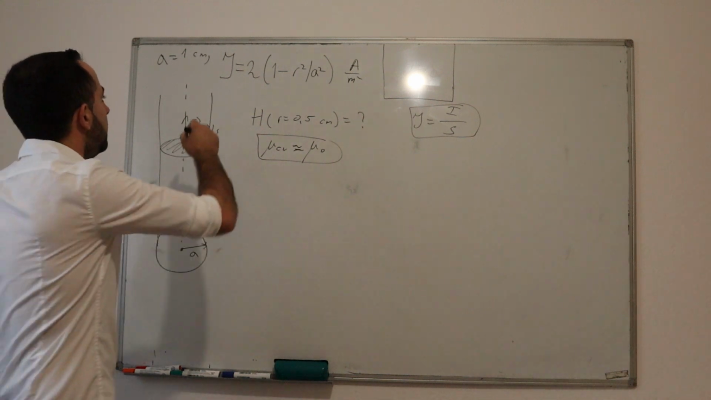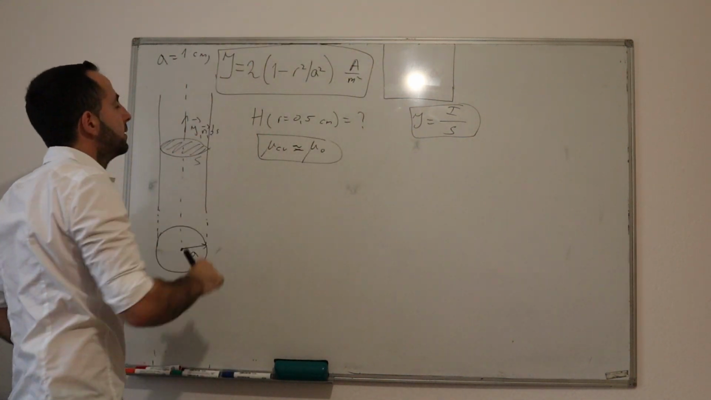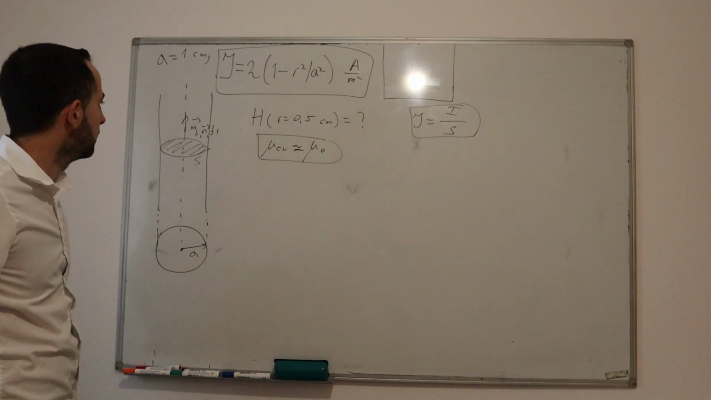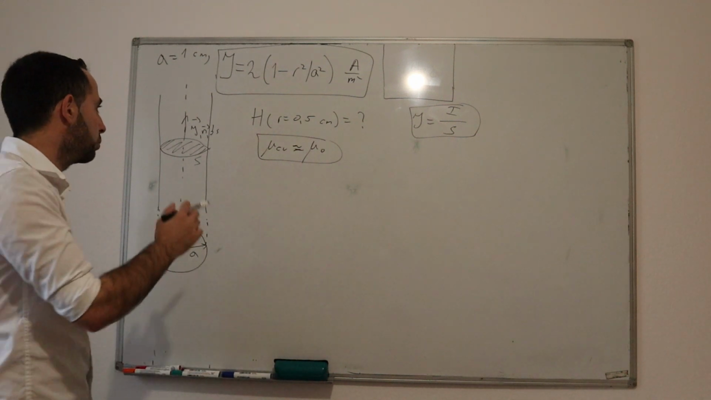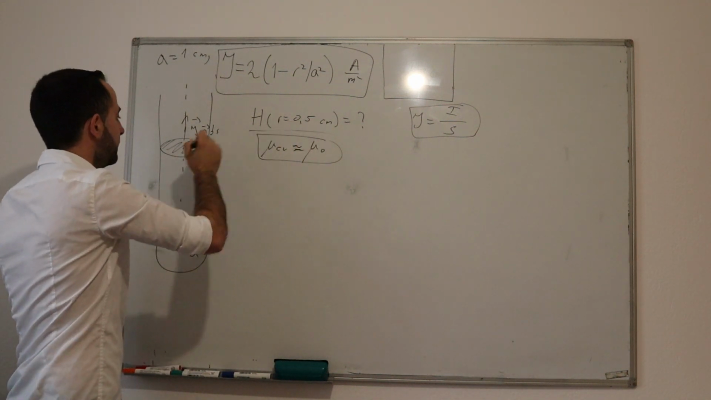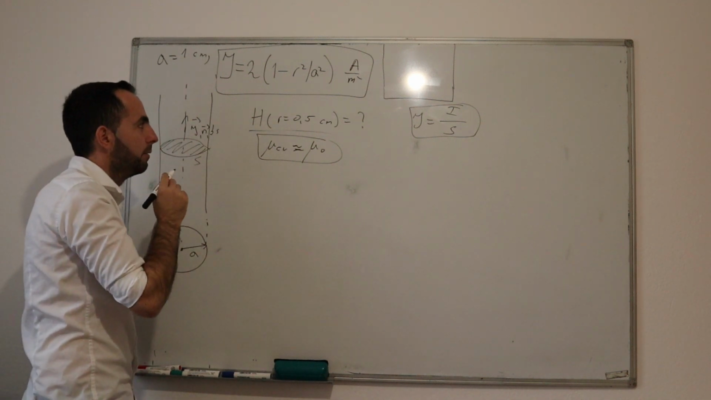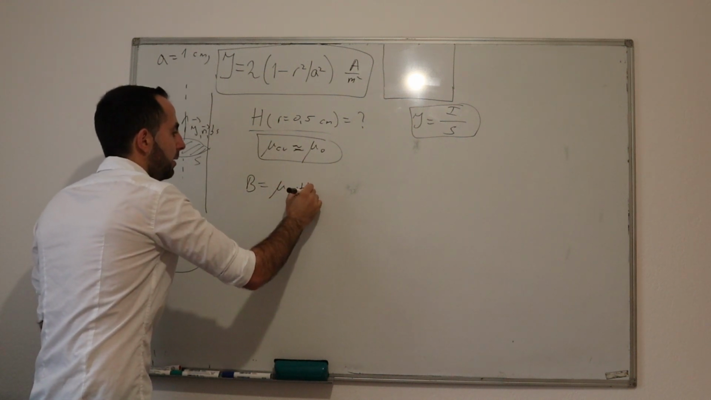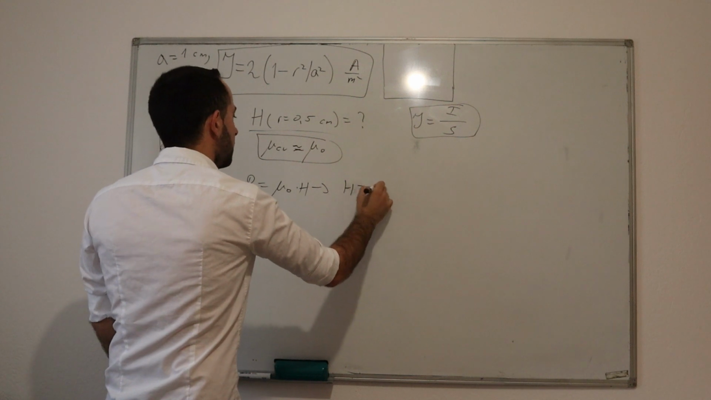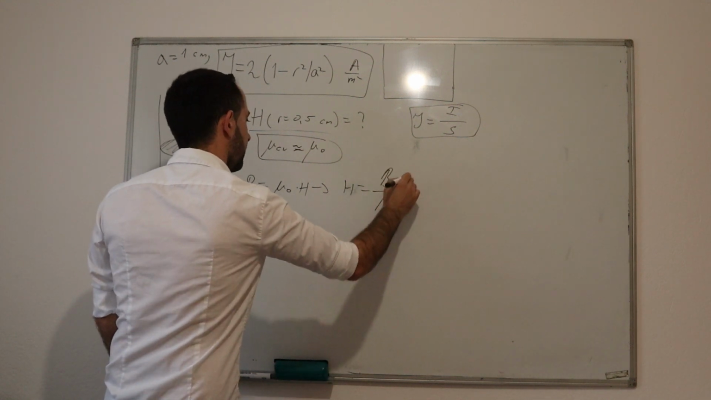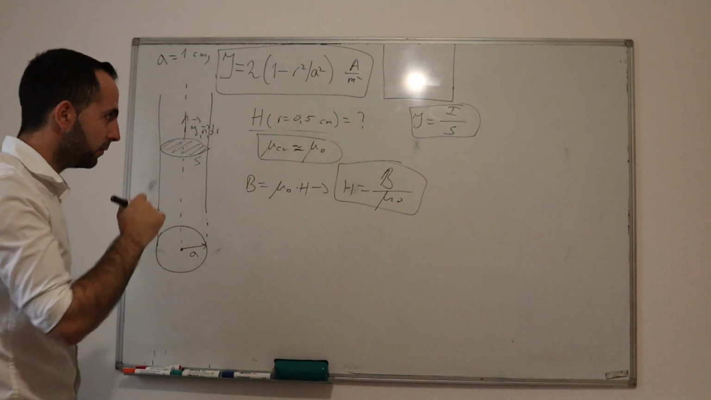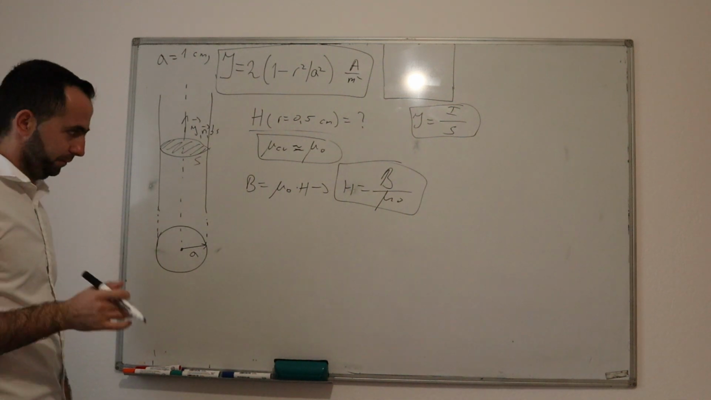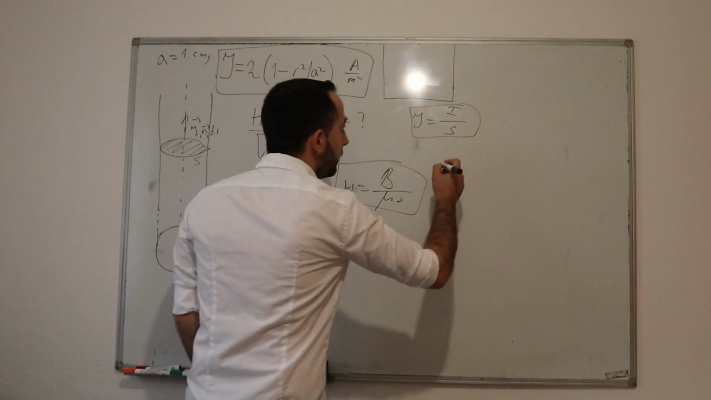Because of that, we have been given the function of our current density versus the distance from the center of our conductor. And we need to calculate the value of the magnetic field at a distance r equals 1.5 centimeters. We know that B is equal to μ0 times the magnetic field H, and from here our magnetic field can be calculated using the magnetic flux density. The second thing is that we can calculate our B using Ampere's law.